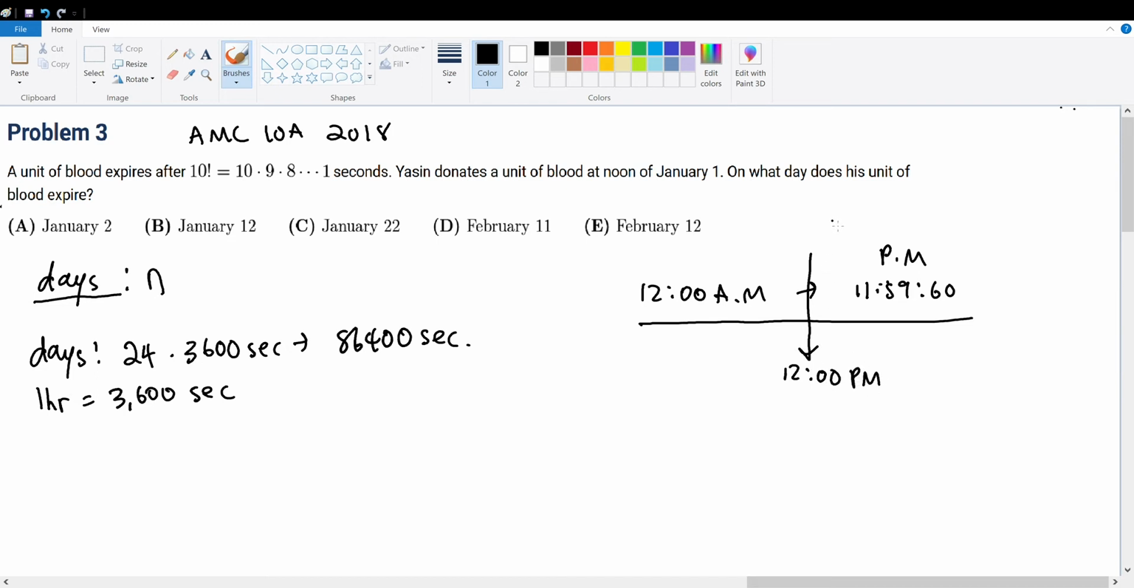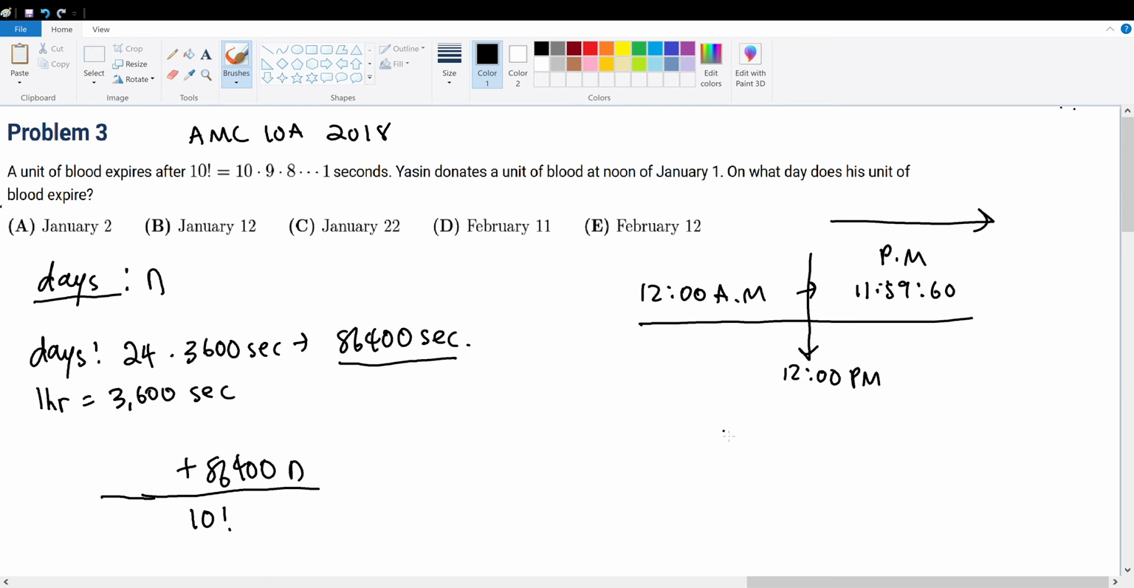So from now on, we must calculate the amount of time that it takes for the blood to expire. So we know that we must divide by 10 factorial because we're dividing by the number of seconds that must go by in order for his blood to expire. And how many days must go by? Well, I assumed the number of days to be n, and since one day has 86,400 seconds, we must multiply 86,400 with n. But wait a minute.